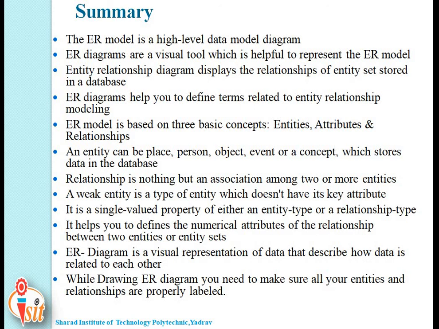An entity can be place, person, object, event or a concept which stores data in the database. Relationship is nothing but an association among two or more entities. A weak entity is a type of entity which does not have its key attribute. It is a single valued property of either an entity type or a relationship type. It helps you to define the numerical attributes of the relationship between two entities or entity sets.